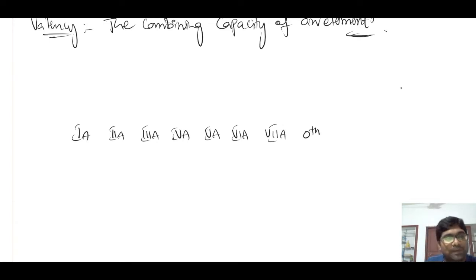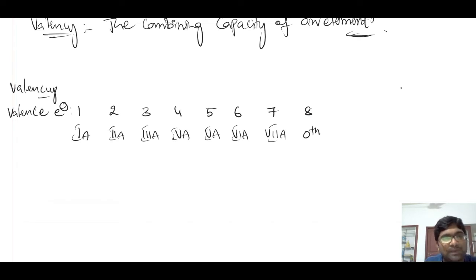In case of the first A group elements, what is the number of valence electrons, students? The number of valence electrons is 1 for first A group, 2 for second A group, 3 for third A group, 4 for fourth A group, then 5, 6, 7 and 8. And next, what is the valency of these elements? First A group valency is 1, second A group 2, third A group 3, fourth A group 4. So up to fourth A group elements, the number of valence electrons is equal to the valency.